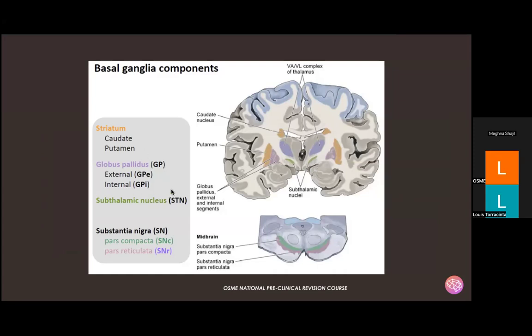And very often in diagrams and circuits where these are drawn, it's worth remembering the abbreviations. Globus pallidus is GP, GPe is external, GPi is internal, subthalamic nucleus is STN, and substantia nigra is SN, with pars compacta and pars reticulata. The substantia nigra is very much involved in Parkinson's.